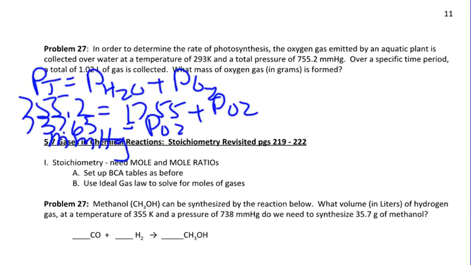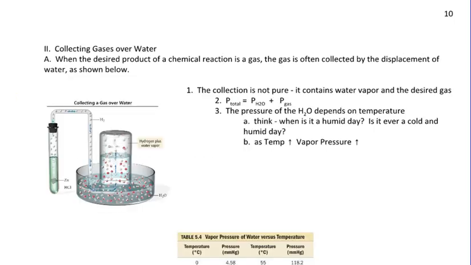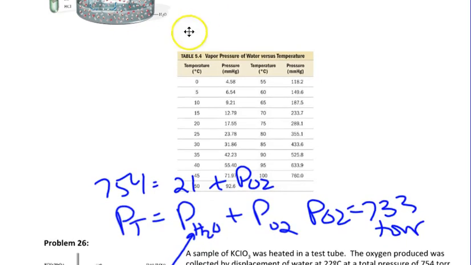All right, so here's my equation. So here's my total pressure, 755.2 millimeters of mercury. Here's my pressure of water. Now, where in heaven's name did that come from? Well, do you remember you had a chart on the page before? Let's look at it. All right, here it is. Scroll it down a little bit. There we go. Here's the chart.